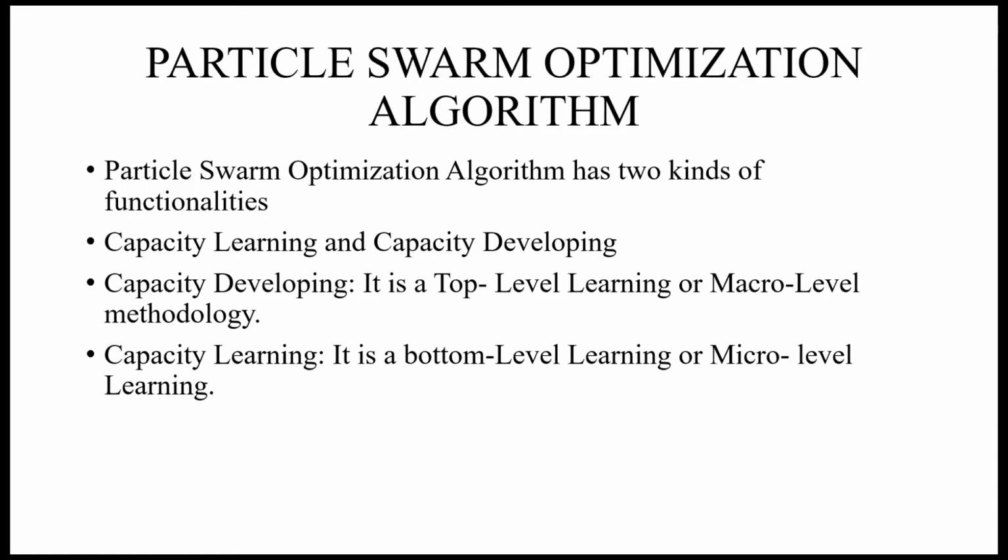Capacity learning is a top level learning. It describes the learning ability of an algorithm to adaptively change its parameter structure or learning potential according to the search state of the problem to be solved. Next is capacity developing. It is a bottom level learning. It describes the ability of an algorithm to find a better solution from the current solution with the learning capability it possesses.